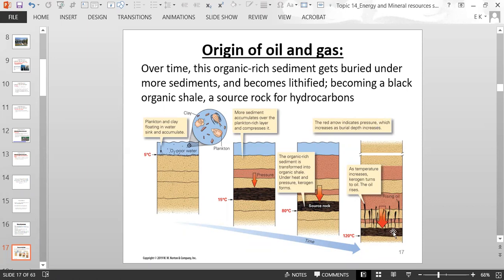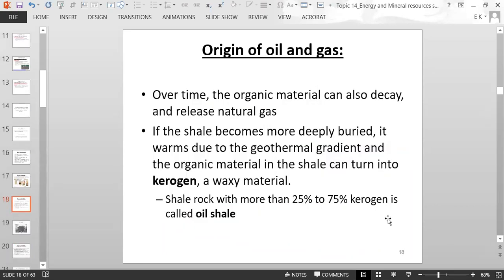And then the oil starts to rise up through cracks in the rock, and then you could go ahead and extract that and use that as oil, basically. Okay, now that kerogen that I mentioned is a waxy material, and shale rock with more than 25 to 75% kerogen is called oil shale.